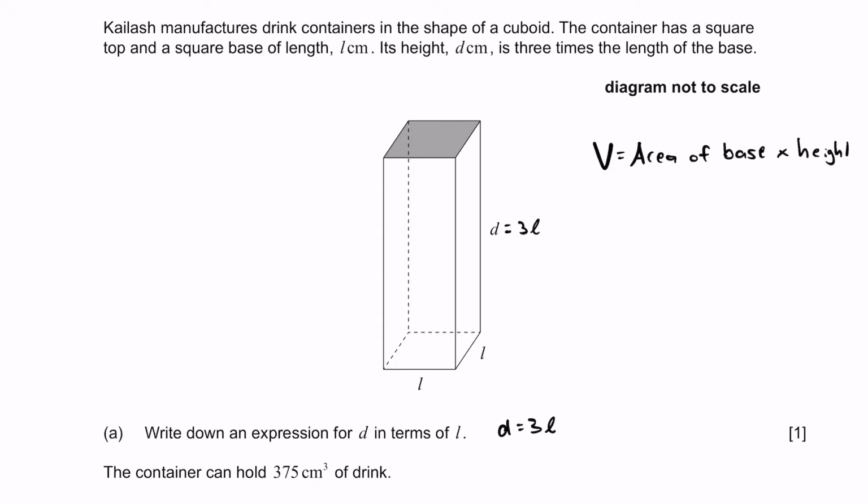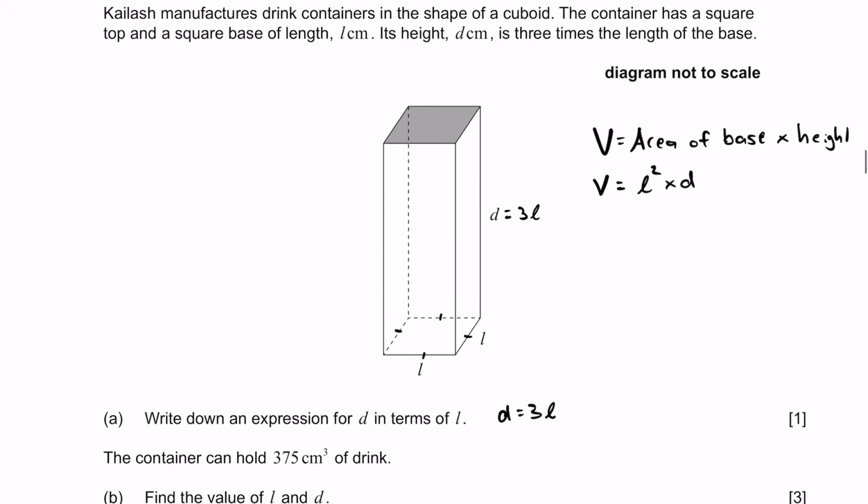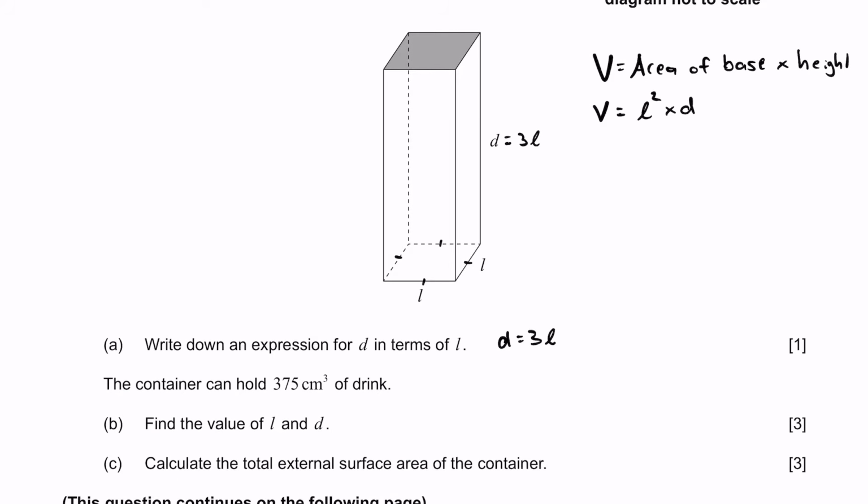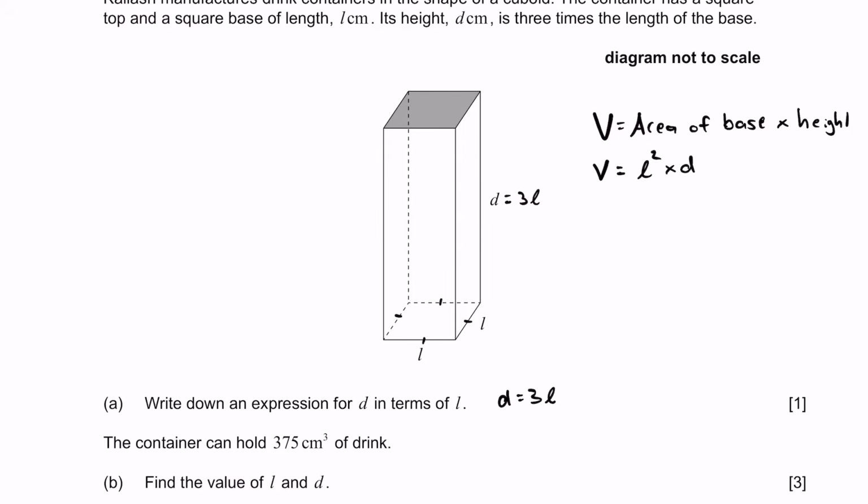So what is the area of the base? Volume is equal to, here we have a square. Area of a square, I think this is actually in our formula booklet, is just L times L, or L squared. And what is the height? The height is equal to d. We actually know a few of these values. So we know the volume is 375. So let's actually substitute that here.